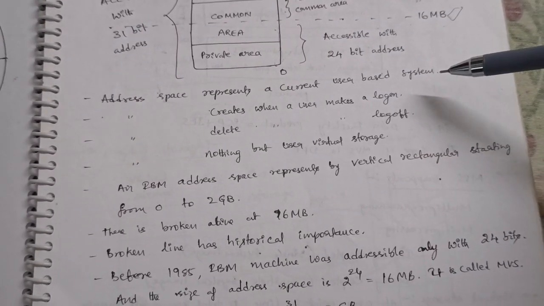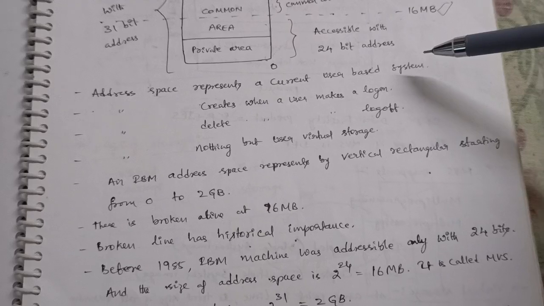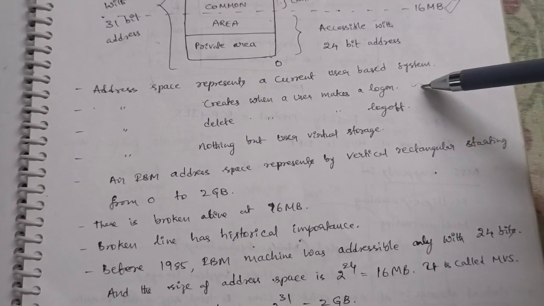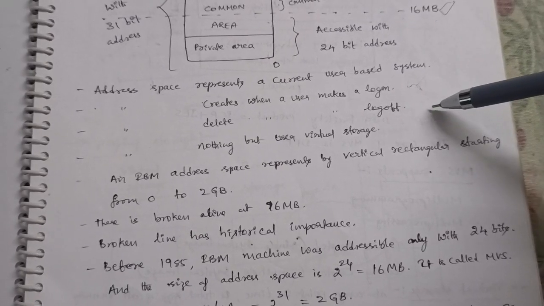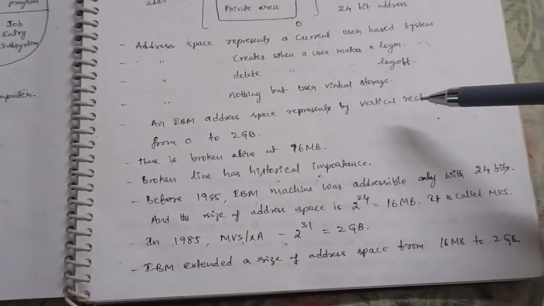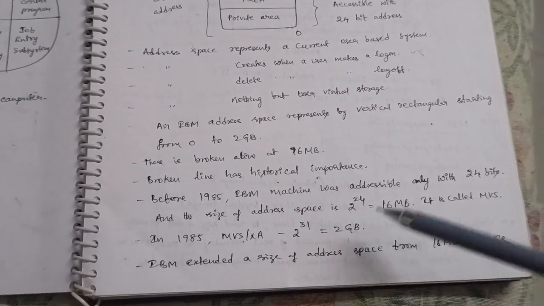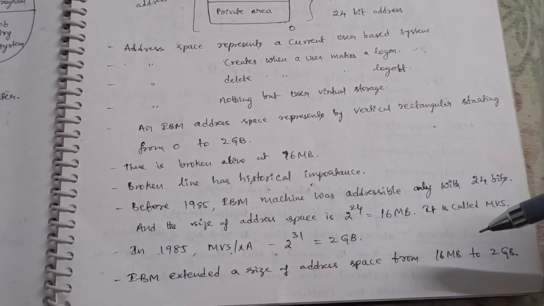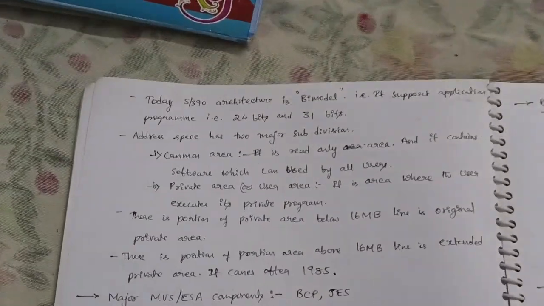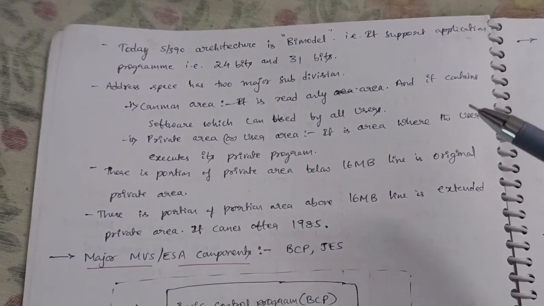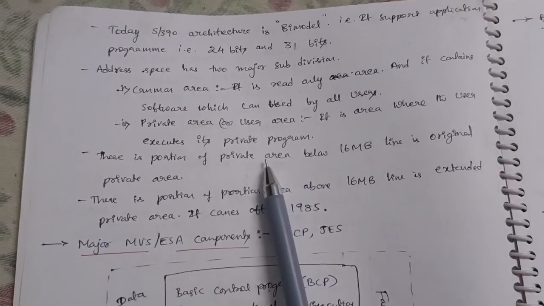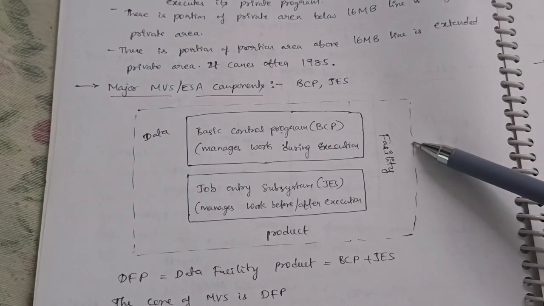Now how is the address space created? Whenever the user logs in, the address space will be created at login, and the address space will be deleted once you log off from the system. And MVS has had 31-bit address support since 1985. Today we are running with the S390 model. By model it means it runs with 24 and 31-bit address. And these are the major MVS architecture.